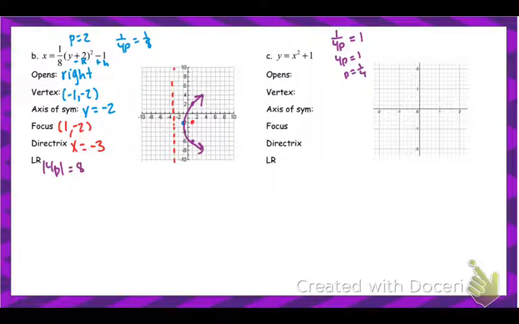This graph is going to open up because it's y equals x squared, and it's a positive p-value. The vertex here is (0, 1). The axis of symmetry, since it's vertical, will be x equals 0. Then we're going to plot our focus and our directrix. We're going to go up, because it's opening up, a distance of 1/4. So a quarter of the way there. And then there's our directrix.